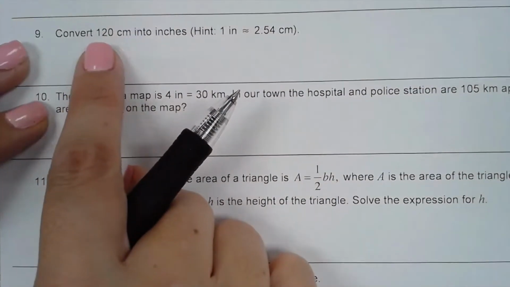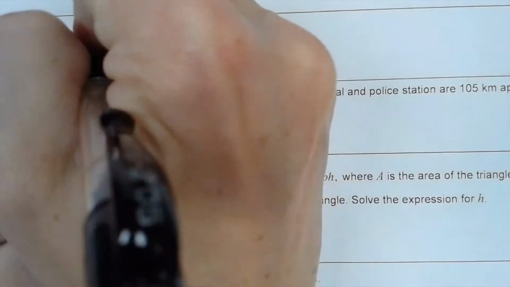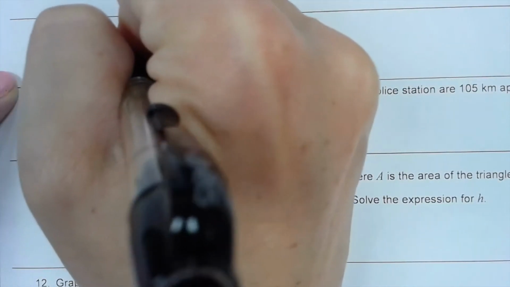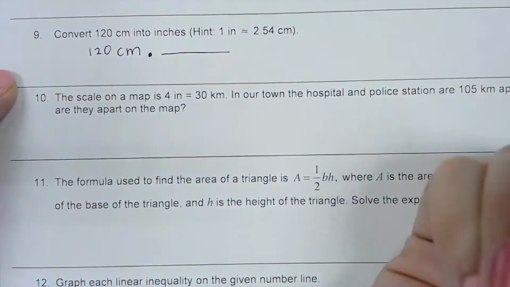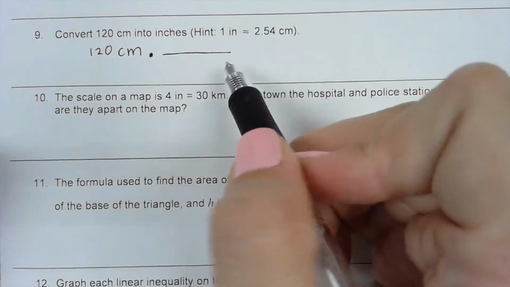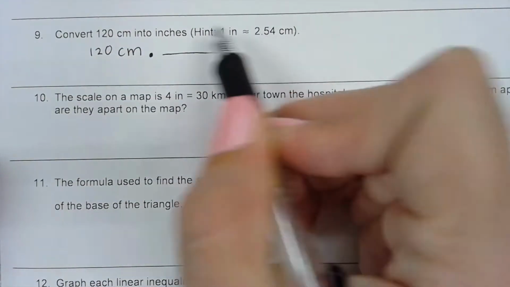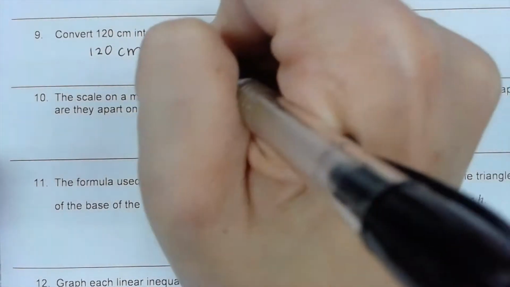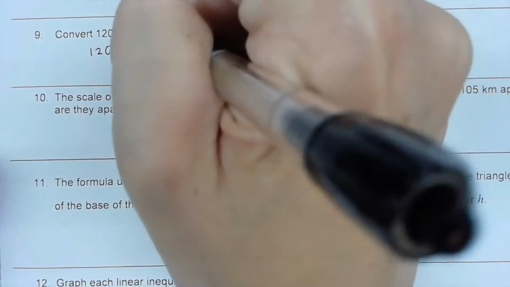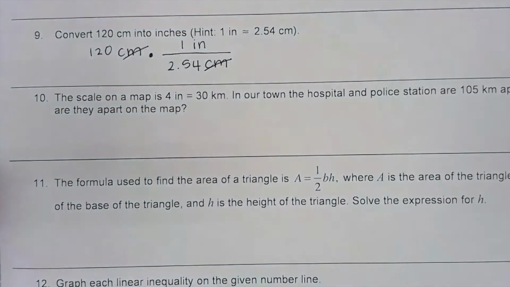Question number 9 asks you to convert 120 centimeters into inches. And so remember, you're going to start by writing down the quantity that you're given. And then you're going to multiply it by a conversion factor. Conversion factors are always equal to 1. And so for this one, if 1 inch is approximately the same as 2.54 centimeters, we're trying to convert centimeters into inches. So I'm going to put centimeters on the bottom, and I'll put inches on the top. And that's because I want the unit centimeters to cross out with centimeters.